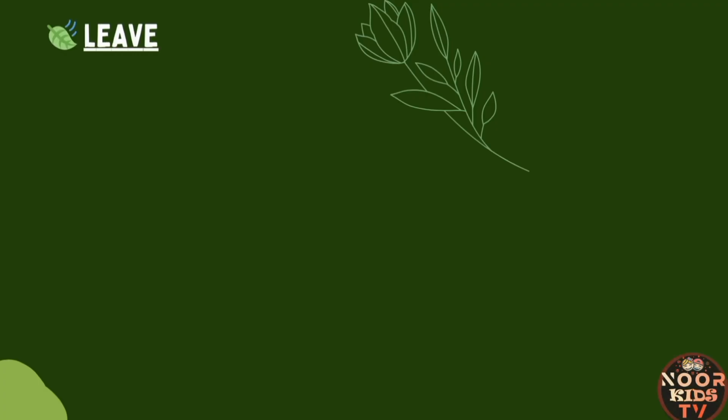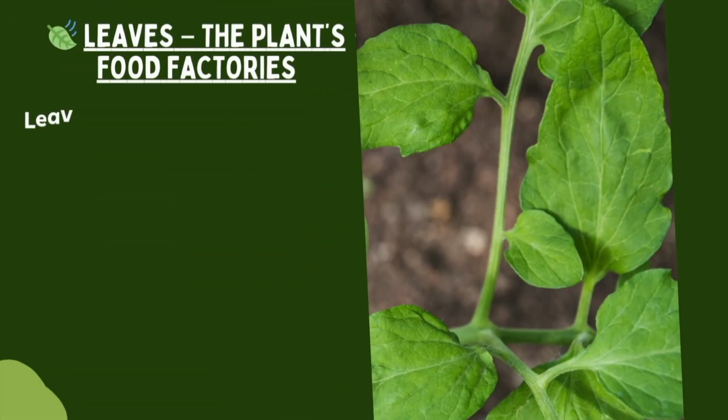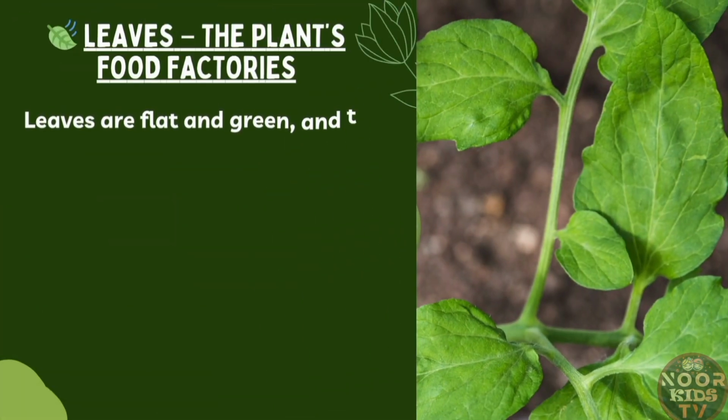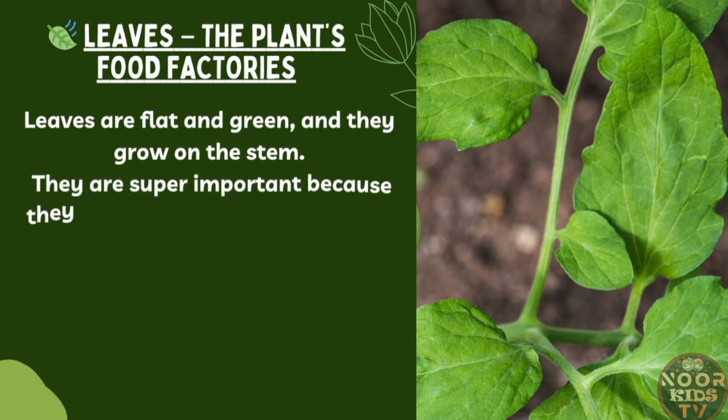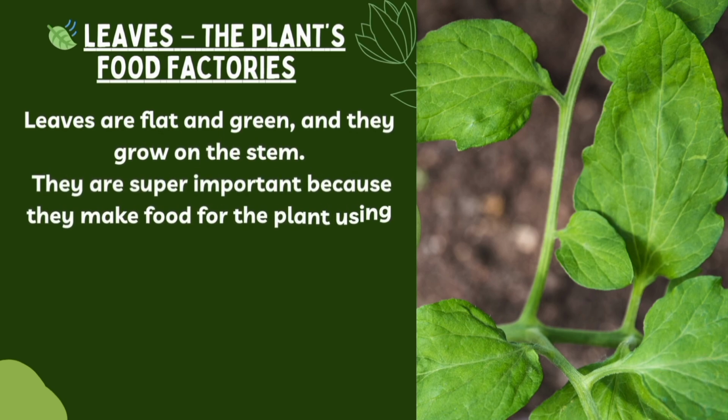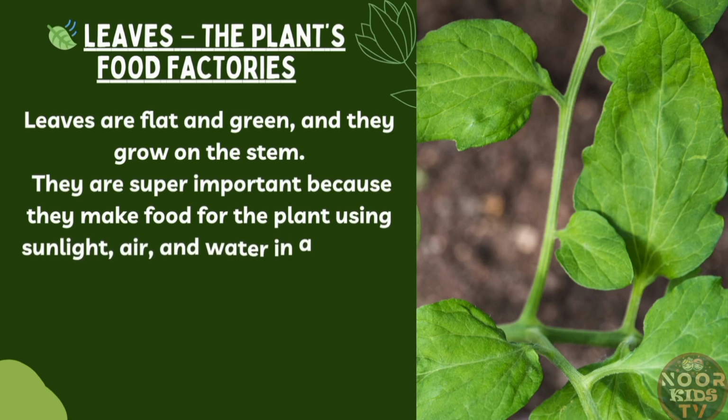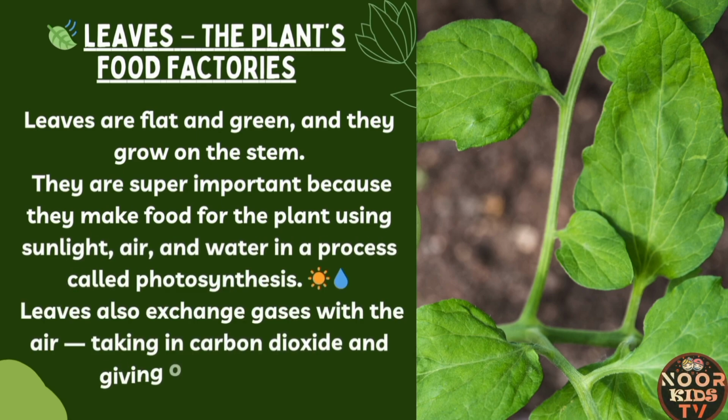2. Leaves, the plant's food factories. Leaves are flat and green and they grow on the stem. They are super important because they make food for the plant using sunlight, air and water in a process called photosynthesis. Leaves also exchange gases with the air, taking in carbon dioxide and giving out oxygen.